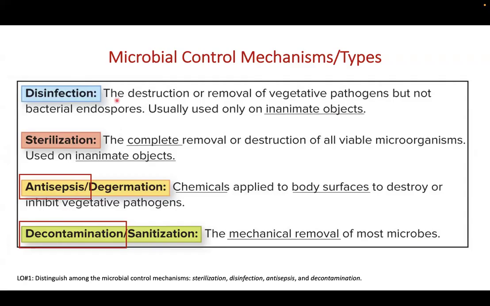So you can see that for disinfection, it's just the removal of vegetative pathogens, whilst for sterilization, it's the removal of everything. And the third one is antisepsis or degermination. Basically, we are using chemicals applied to body surfaces to destroy or inhibit the growth of vegetative pathogens. The last one is decontamination, which is basically the mechanism of removing most microbes.